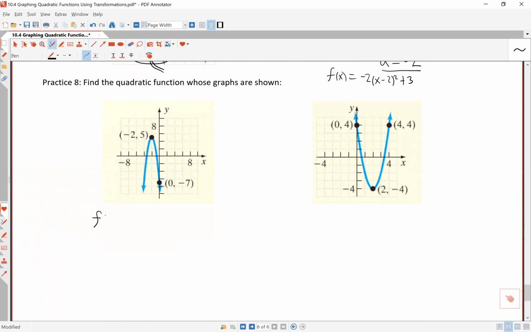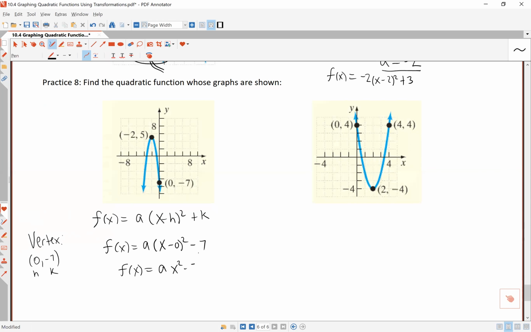So we start off with our general shifted quadratic form, a times x minus h squared plus k, with the a in front. The vertex we see is 0, negative 7. That says that the h is 0 and the k is negative 7. So we'll put those in there, x minus 0 squared minus 7, or that just gives us a times x squared minus 7.